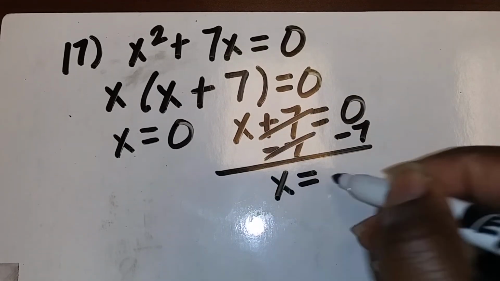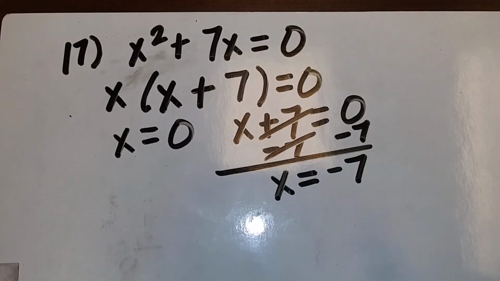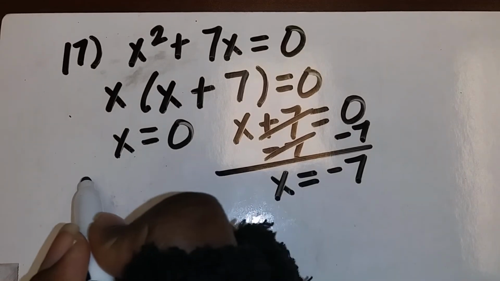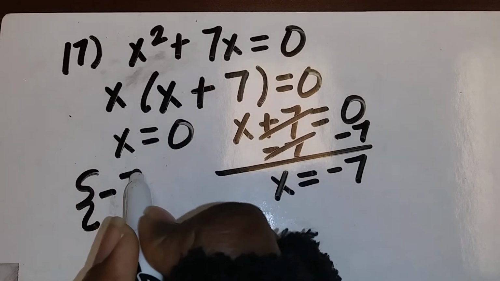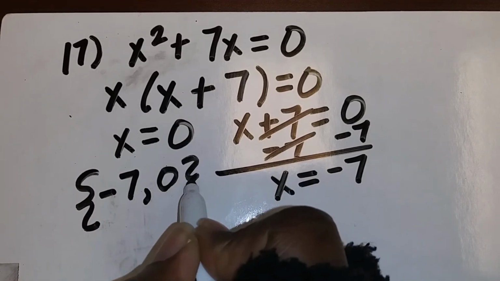Opposites equal 0, so x equals negative 7. My two answers are negative 7 and 0. How many answers did I get for x? I'm going to write it as a solution set. I got 2 answers for x, negative 7 and 0.